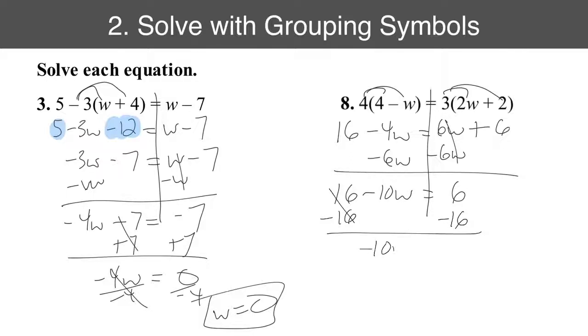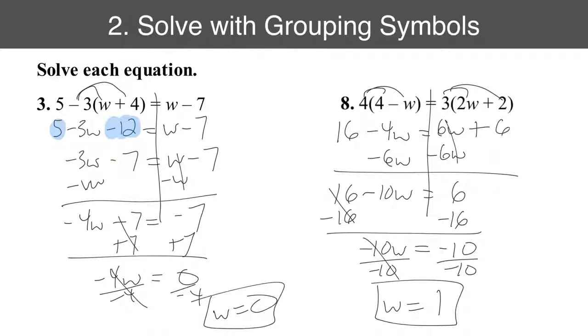I get -10w equals, and then 6 minus 16 would give me a -10. And then finally, the -10 and the w are multiplying, so I'm going to move the -10 by dividing. So I get w equals, and then -10 divided by -10 would give me just simply 1. So that's how you solve with grouping symbols. Next, we're going to finish off the lesson by talking about special situations.